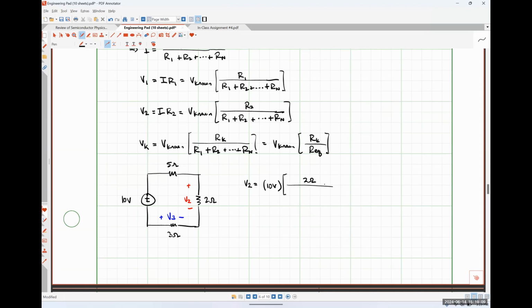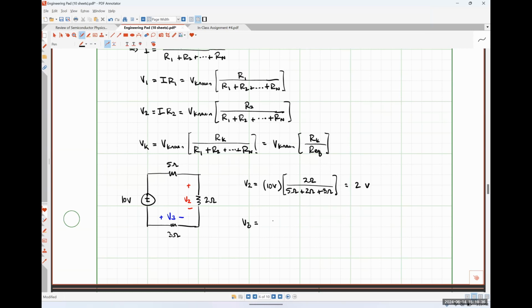What's the total equivalent resistance? Well, that's just 5 ohms plus 2 ohms plus 3 ohms, exactly right, 10 ohms. So 10 times 2 over 10 looks like 2 volts. Nothing particularly difficult about that. Let's look at V3.